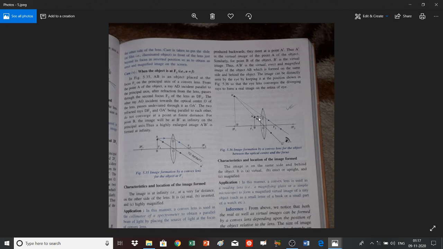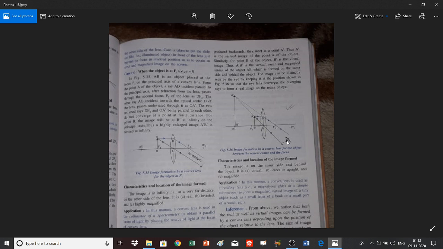Another ray is parallel to the principal axis, which is here, and after refraction this ray will pass through the optical focal point F2 and go in this direction. These two rays will never meet each other, but if you extend them in the backward direction, they will meet at the point A prime.